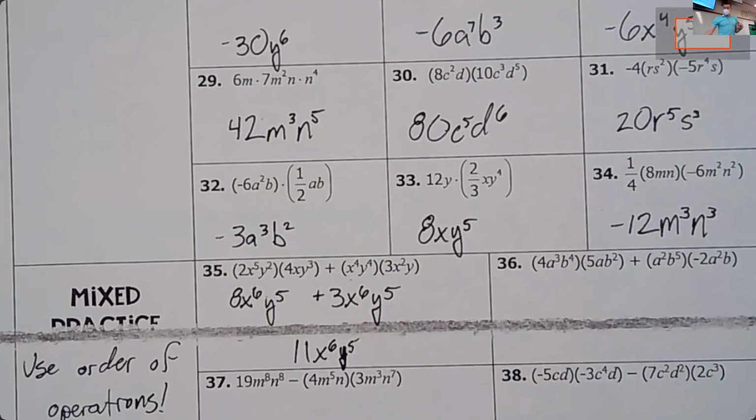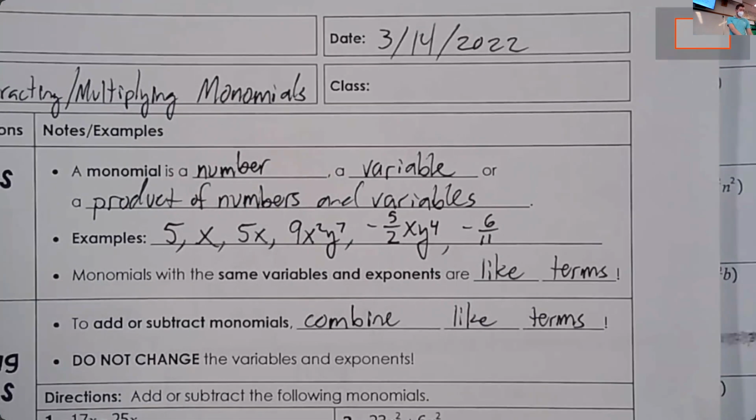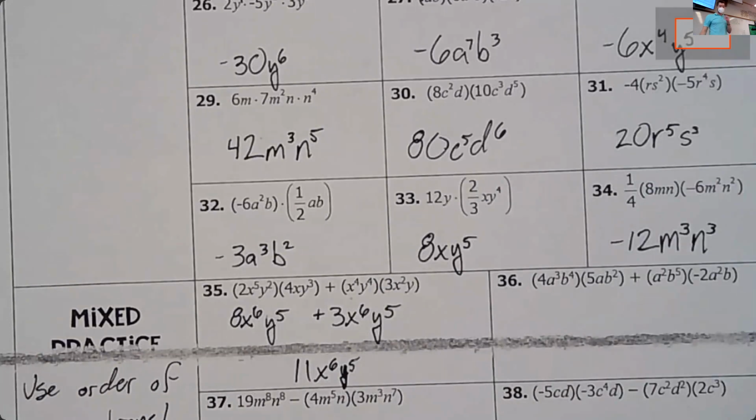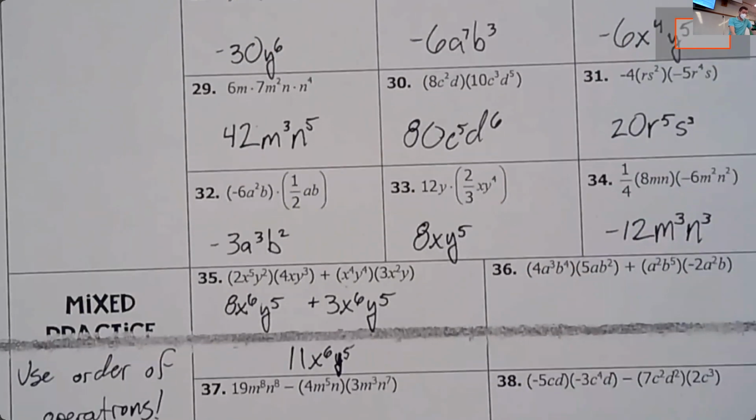And based on what we learned yesterday, remember, you are not going to change the variables and exponents when you add or subtract. You only change the variables or exponents when you're multiplying, or as we'll learn tomorrow, when you're dividing. So our answer here for number 35, 11x to the sixth, y to the fifth. All right, the next one we're going to do is 37, and then I'm going to have you do 36 and 38 on your own. So here we go, number 37.